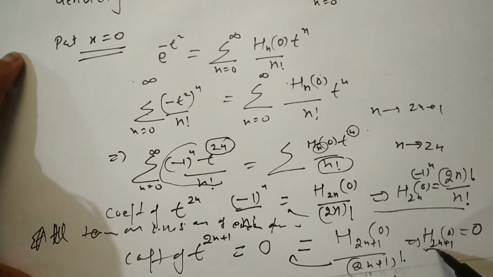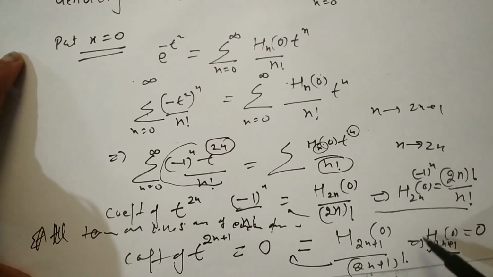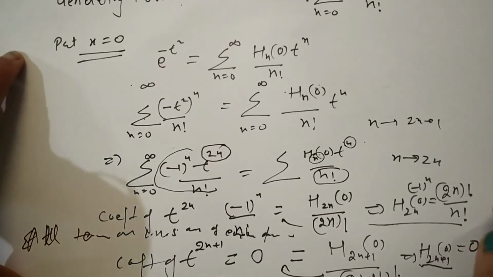So for odd terms, Hermite's polynomial at 0 is 0, but for even it is 2n factorial upon n factorial into minus 1 raised to power n.